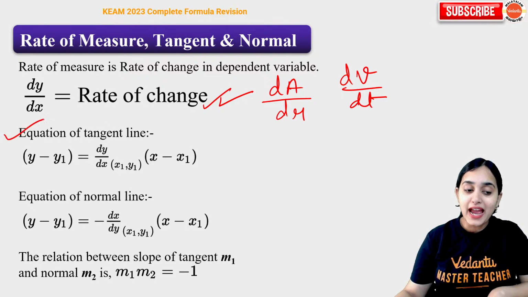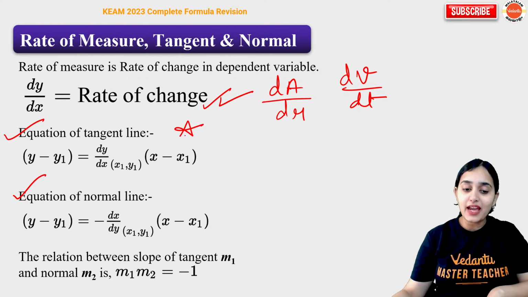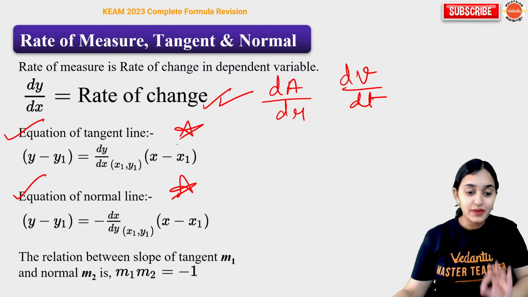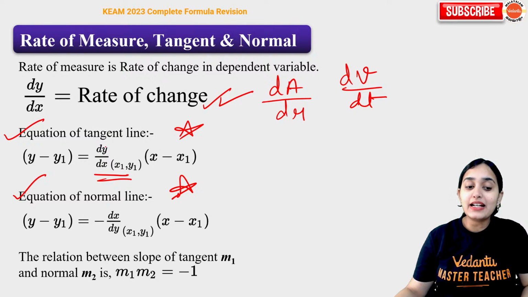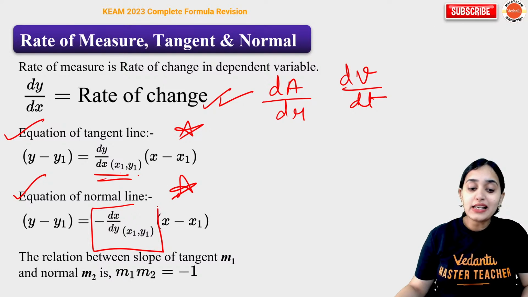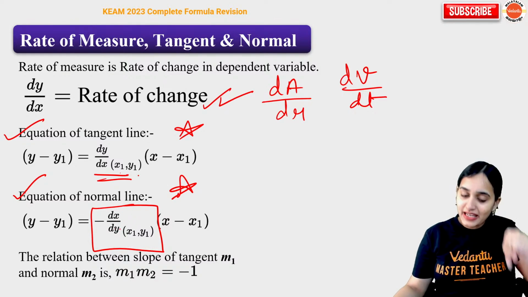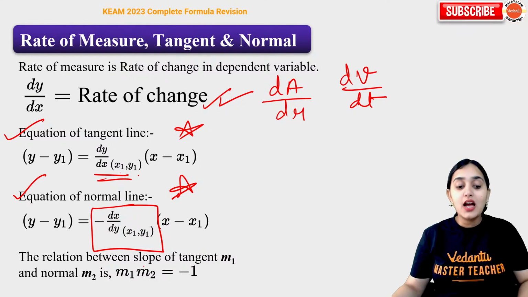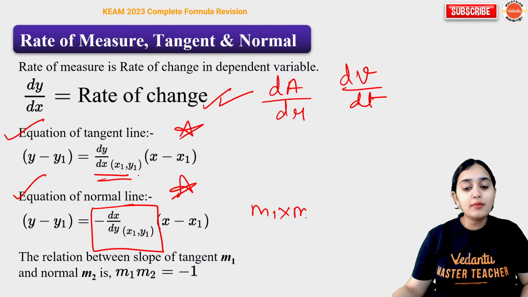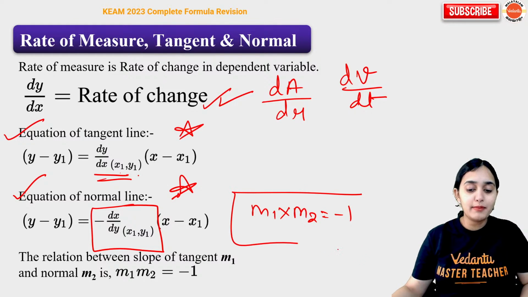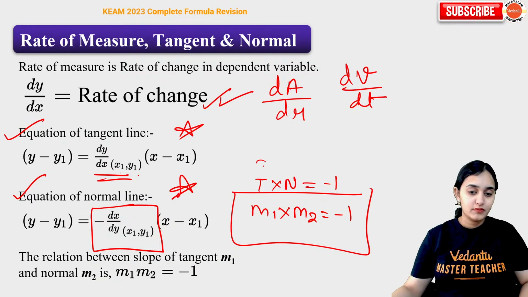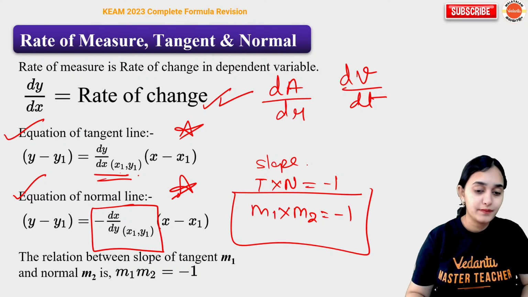Next, equation of tangent, equation of normal, very important. Every year one question guaranteed. What is slope of tangent? dy by dx at (x1, y1). Slope of normal is minus dx by dy at (x1, y1). Because tangent slope into normal slope is -1. Remember, tangent into normal is -1. Okay, I'm talking about slope.